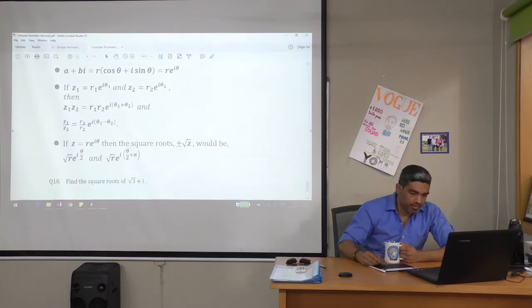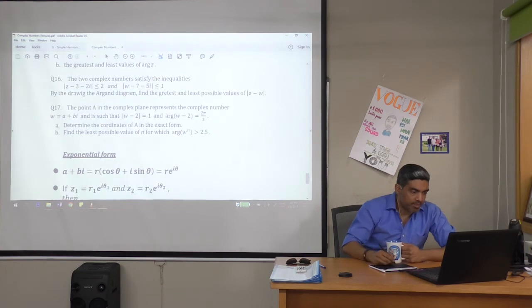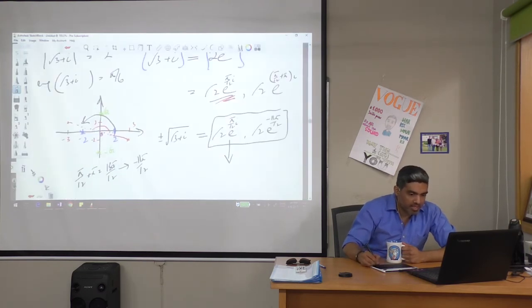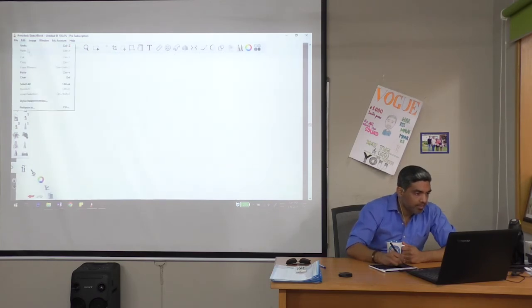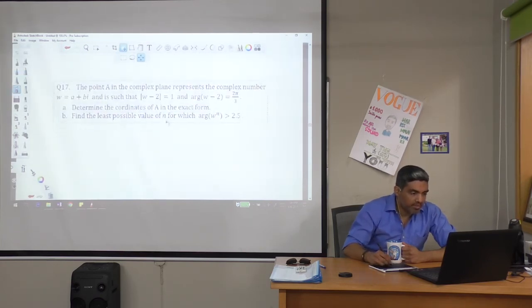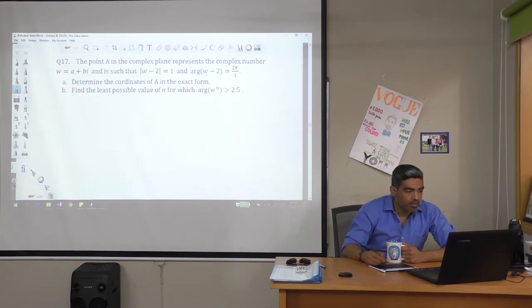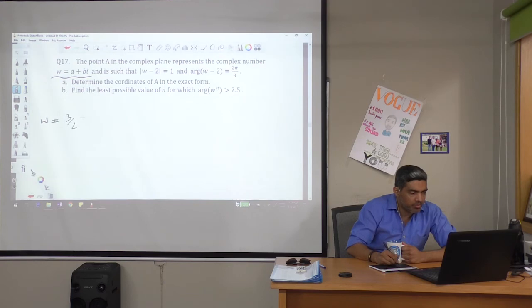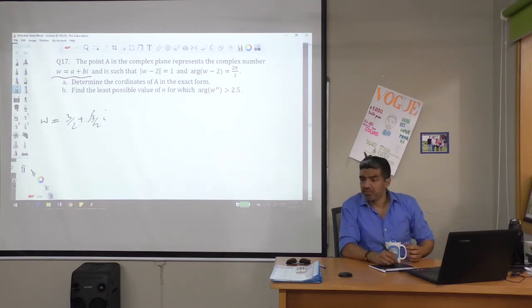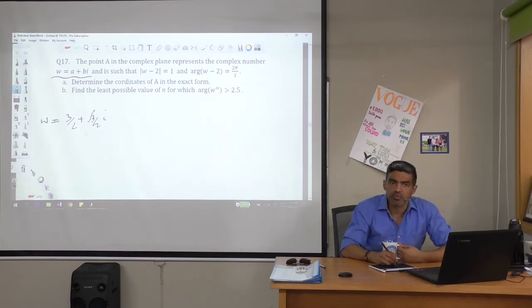Alright. So we just had this part. And I held on to this part because the last part can be very easily done with the exponential form. I think we found W. I think W was root 3 by 2 plus i root 3 by 2, or something. Was there plus or minus? Plus. Okay, this was it. This was W that we had found.